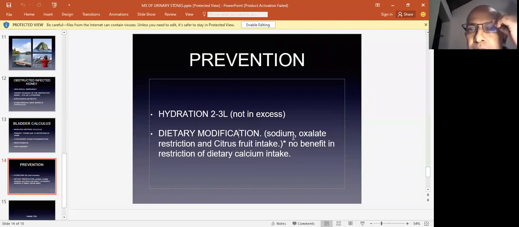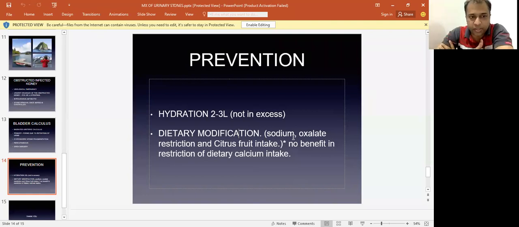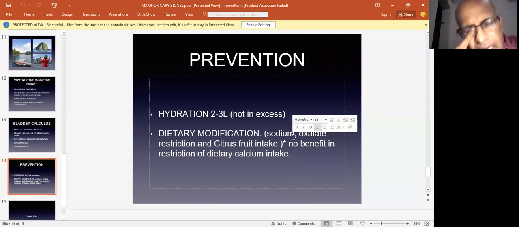So for the benefit of the students, can you just elaborate what the double J stent actually does in the ureter? Because it also takes some space in the ureteric caliber. So how can it help to prevent the ureteric colic? That's right. Now, as we go back to that question, ureteric colic is because of the obstruction, right?